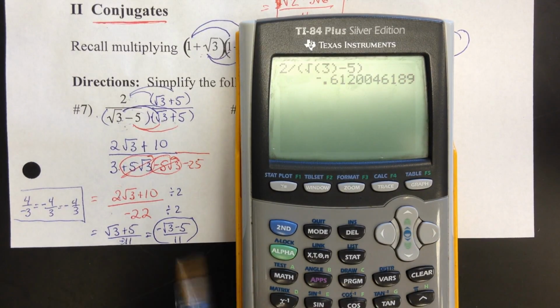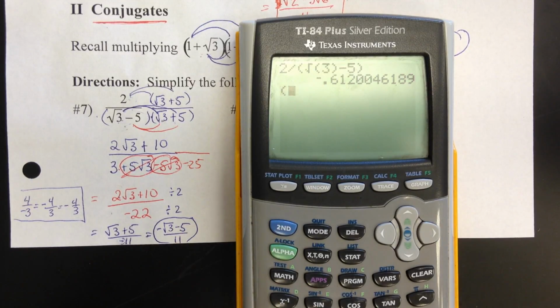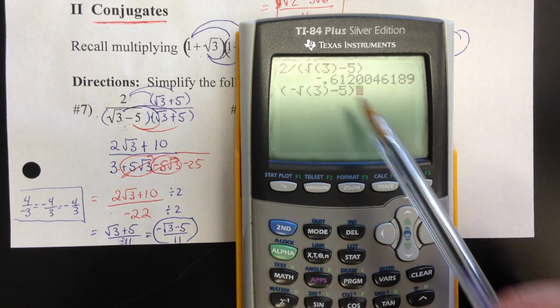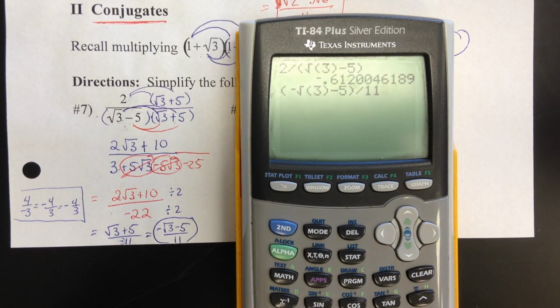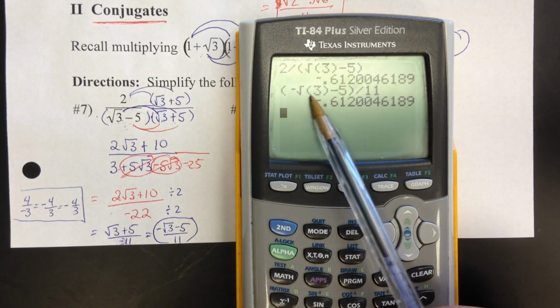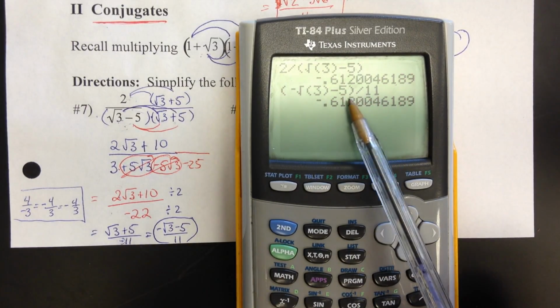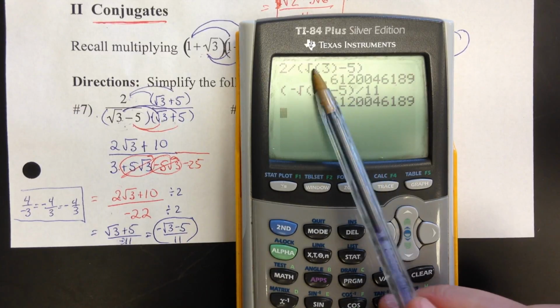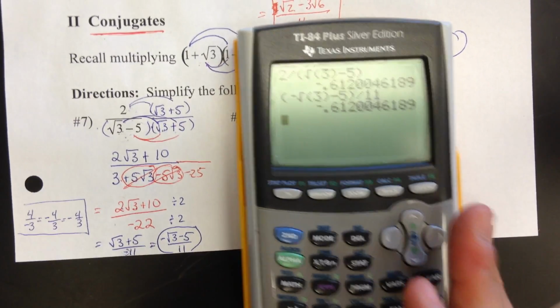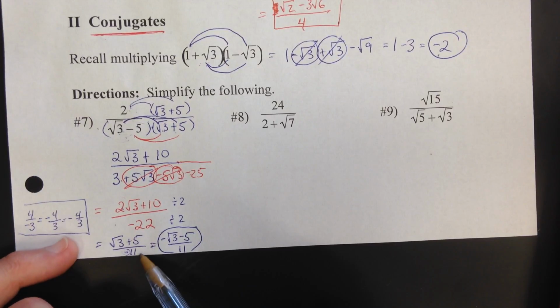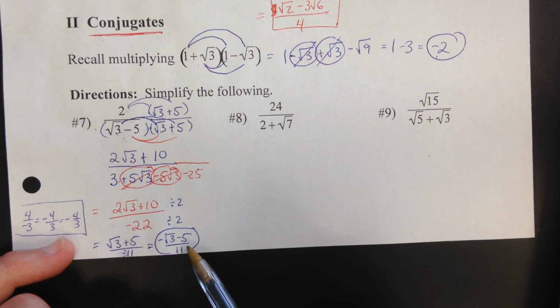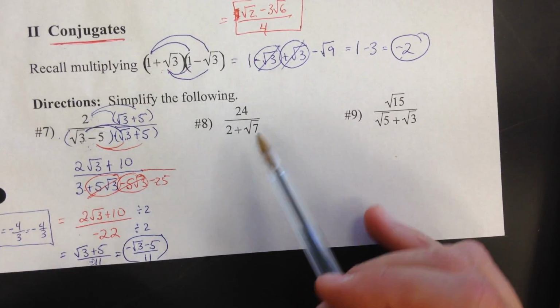Now the solution, I'm going to put the whole numerator in parentheses. So parentheses, negative square root of 3, close the radical, minus 5, close the whole numerator, and now divide by 11. Do we get the same thing? Yes. So this answer that we have is the same value. It's equivalent to this one. What we've done, though, which is good, is that we've taken the radical and now it's no longer in the denominator. All right, let's do number 8.